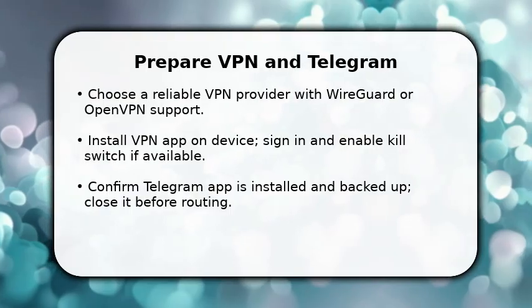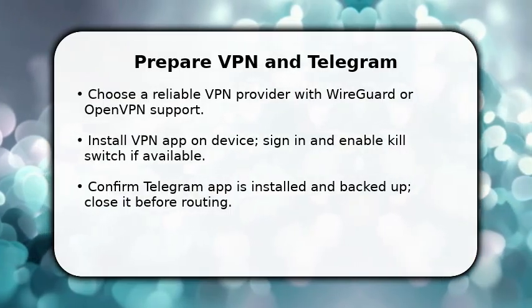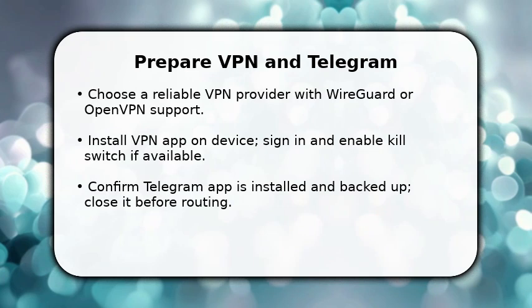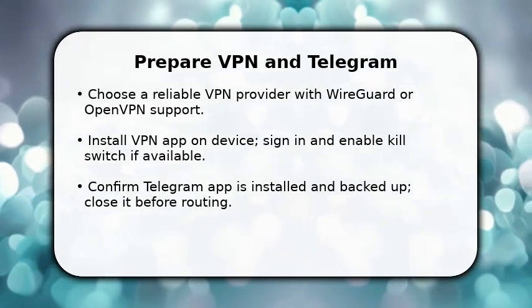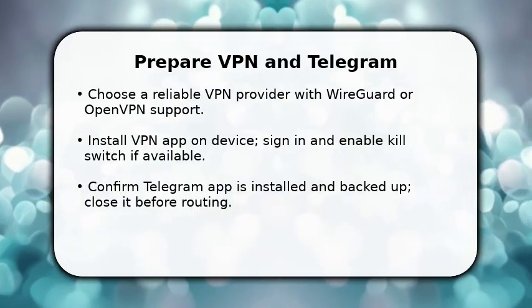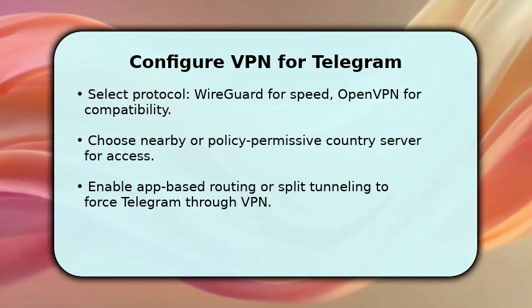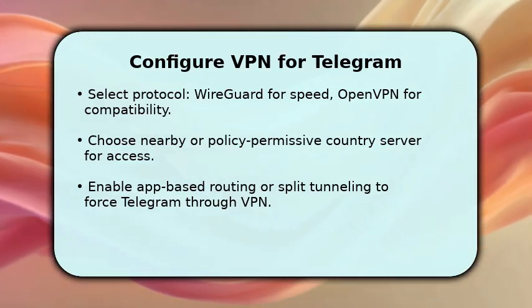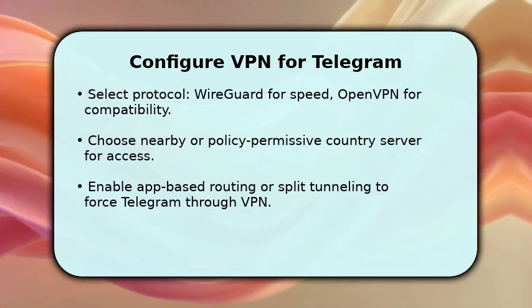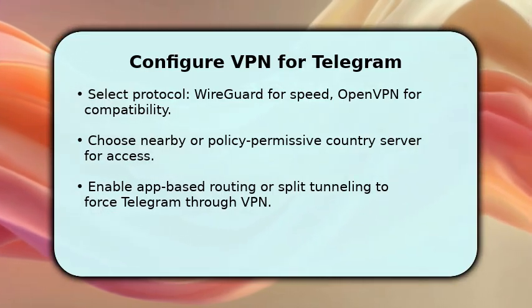Finally, pick a server location appropriate for access and latency. You want low ping and the right country routing. Now configure the VPN for Telegram specifically. First, pick a protocol, WireGuard for speed or OpenVPN if device compatibility matters. Next, choose a server country that allows Telegram or gives low latency and connect.